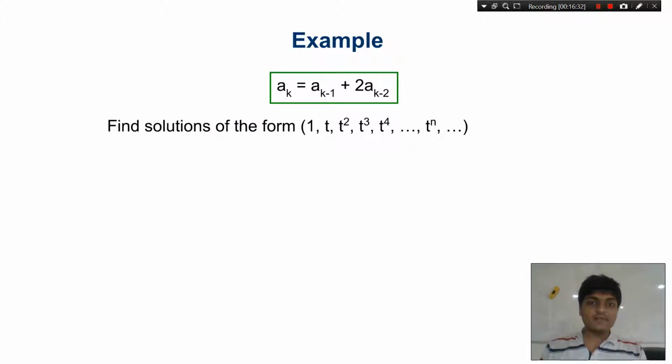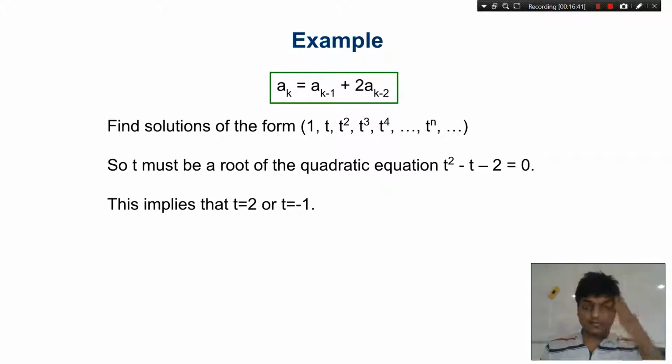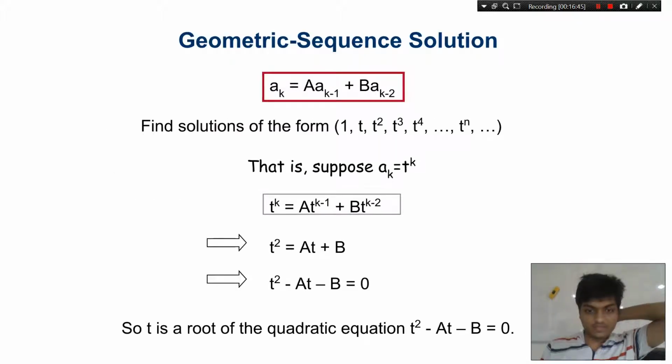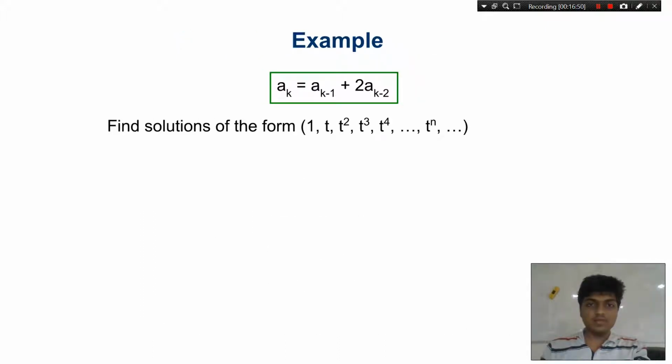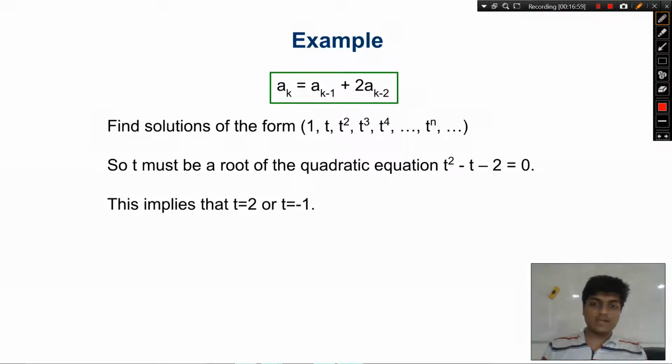So here you have an example. Suppose this series is the one that we need to find the solution of. Like the previous slide, the solution will be of the form t squared minus at minus b. Here a is 1 and b is 2. So t squared minus t minus 2 equals 0. If you solve this quadratic equation, you get t equal to 2 and t equal to minus 1.